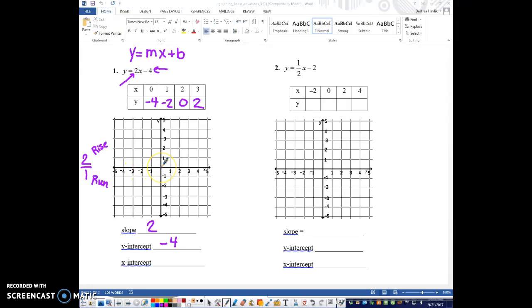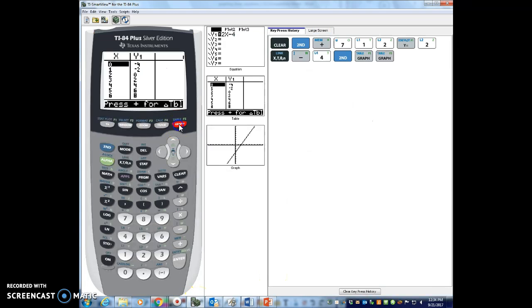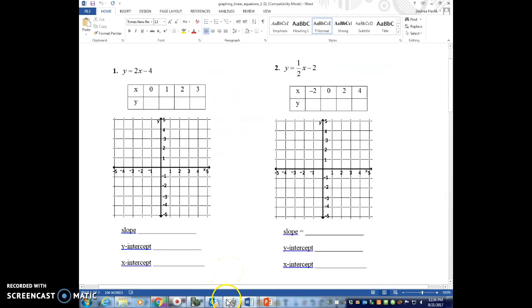So when x is at 0, y is at negative 4. When x is at 1, y is at negative 2. When x is at 2, y is at 0. And when x is at 3, y is at 2. Okay, so this is your line. To double check that you're right, what I would do is go here and just hit graph. Does that match the line you have? It should. Okay, so back over here.